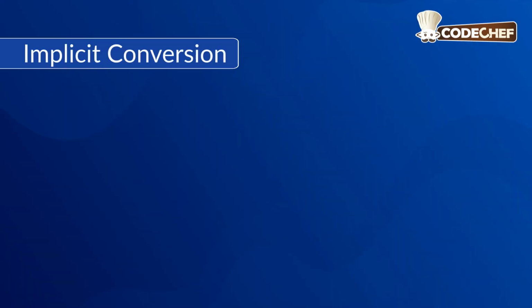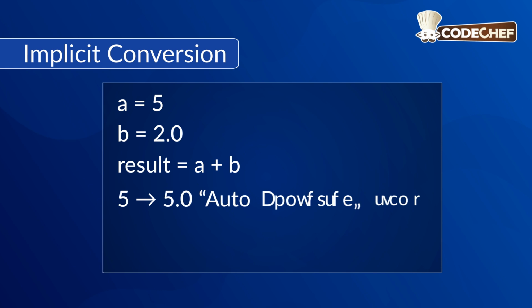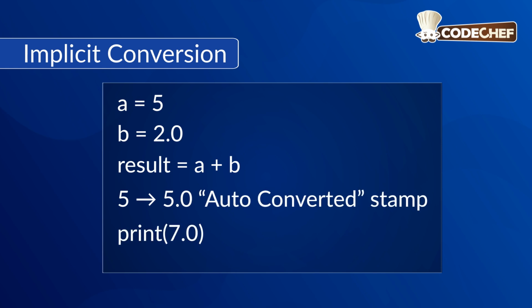Let's see implicit conversion in action. Here we have integer a equals 5 and float b equals 2.0. Python adds the integer a and the float b. It automatically converts the 5 into 5.0, so the result becomes 7.0, a float. That's implicit conversion. Python does the thinking for you.